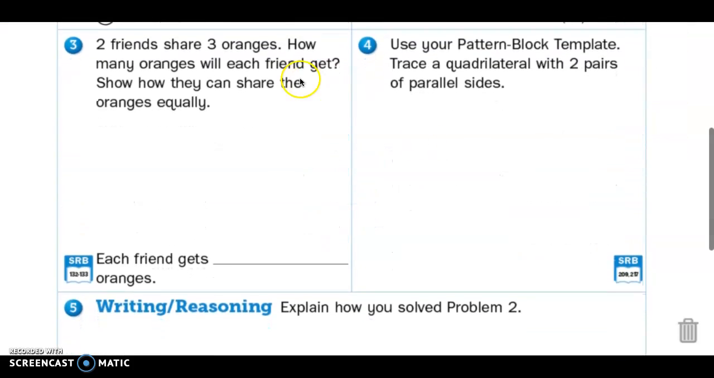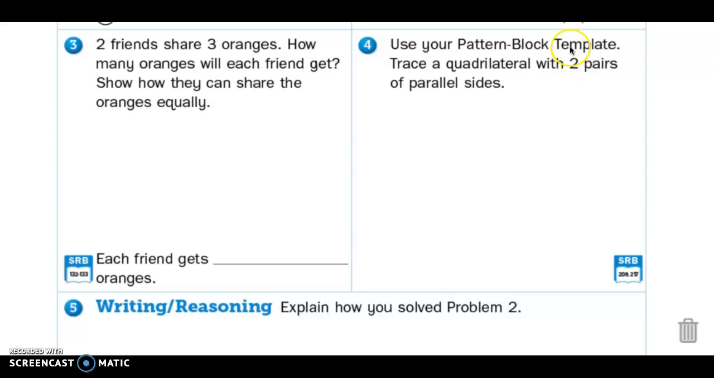Number 3, 2 friends share 3 oranges. How many oranges will each friend get? Show how they can share the oranges equally. This is really similar to how we had 4 children sharing 3 graham crackers, and some of the other models that we've had. So you have 2 friends, I would draw 2 people, and I would draw 3 oranges. How are we going to split them?